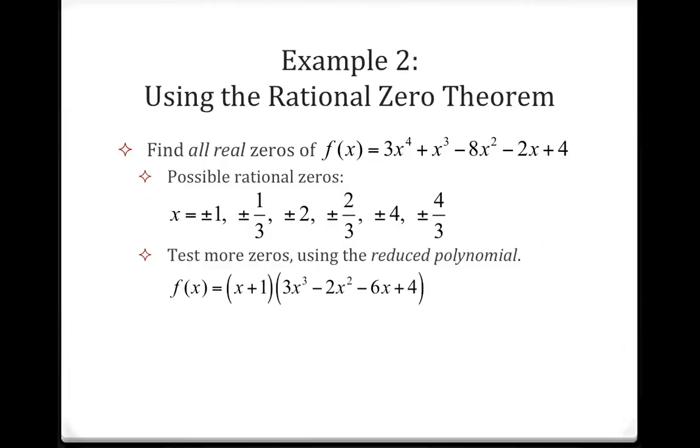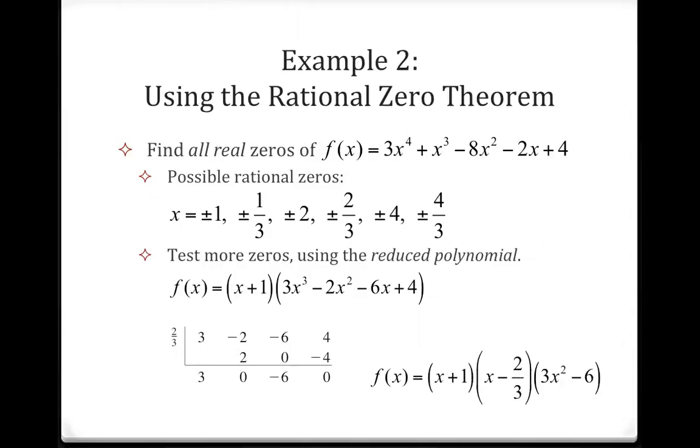We use that reduced polynomial, that 3x cubed minus 2x squared minus 6x plus 4, and we use that to continue testing other values. And so I find out that 2/3 is another number from the list that will work. And so I now know that x plus 1 is a factor. I know that x minus 2/3 is a factor. And now my reduced polynomial, my result, tells me that I have 3x squared minus 6 as a factor. Now that is finally quadratic.